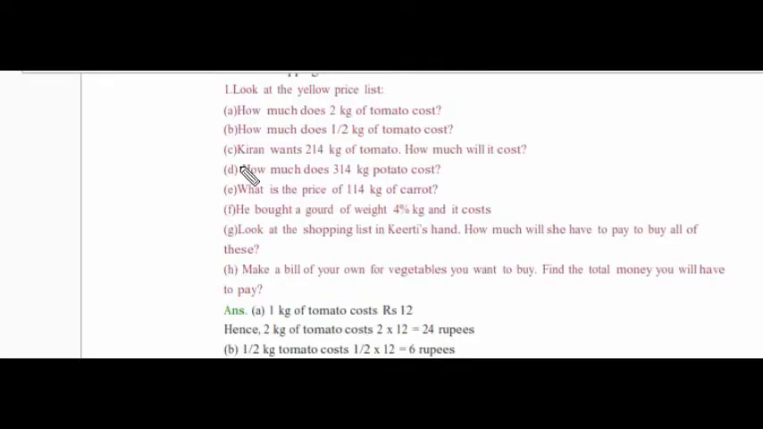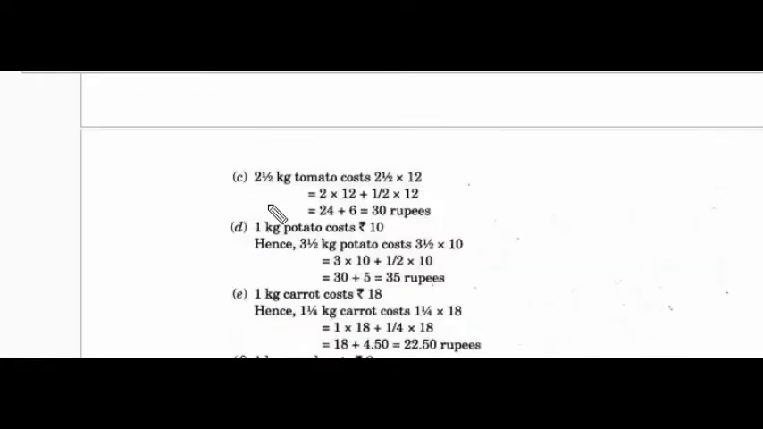Then question C, Kiran wants 2 and 1/2 kg of tomato. How much will it cost? Now here in answer C, we are finding out the cost of 2.5 kg tomato. For this, we have to multiply by 12. 2.5 into 12. So 2 into 12 plus half into 12. So 2 into 12 is equal to 12 2s are 24. And half of 12, that means 12 divided by 2 is equal to 6. So 24 plus 6 is equal to 30 rupees.